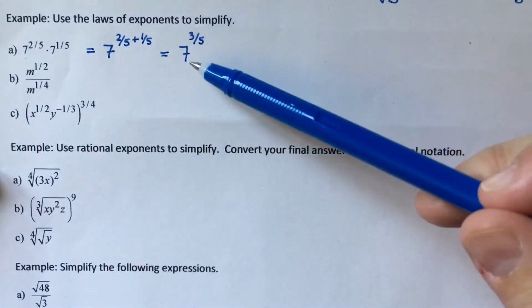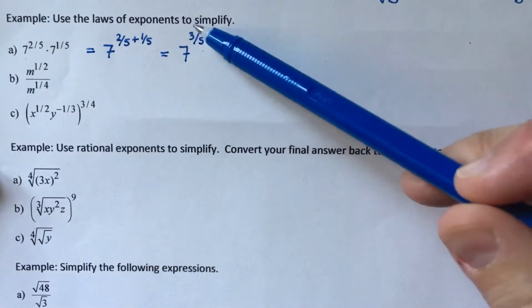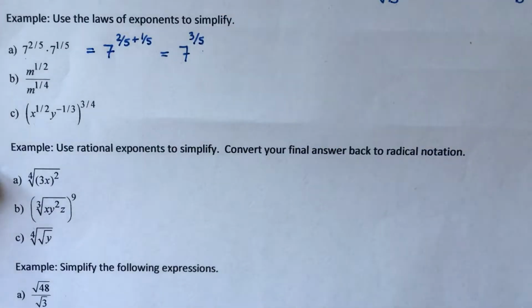Now we might also want to check, do I know the 5th root of 7? But I don't. So it doesn't have a nice simplified version. So this is it.